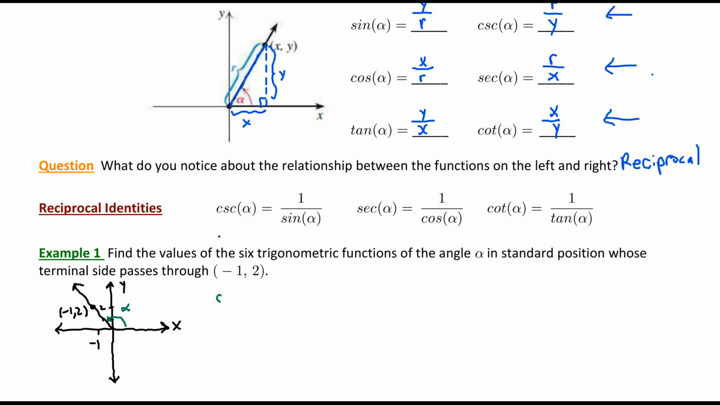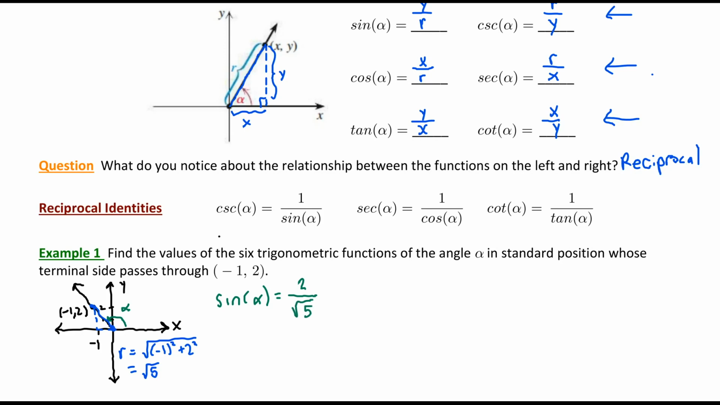Sine of alpha is equal to y divided by r. Now, we can see that our y coordinate is 2, but to calculate r, we need to know this distance here from the origin out to this point. So once again, you can visualize Pythagorean theorem and calculate r as the square root of x squared plus y squared. So it looks like we're going to get r equals the square root of 5. Therefore, sine of alpha defined as y over r is equal to 2 divided by the square root of 5.